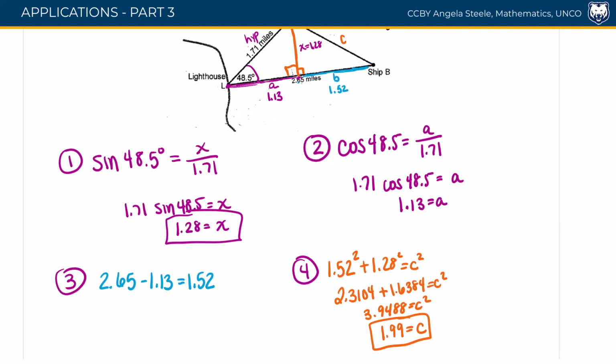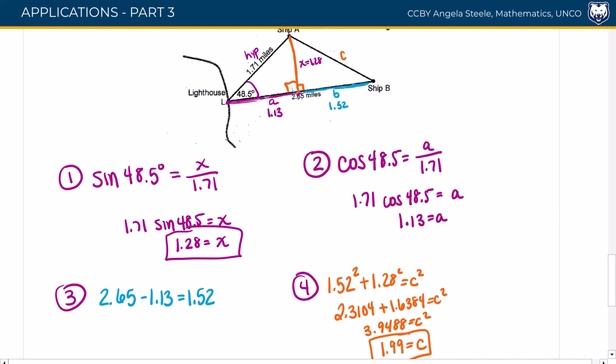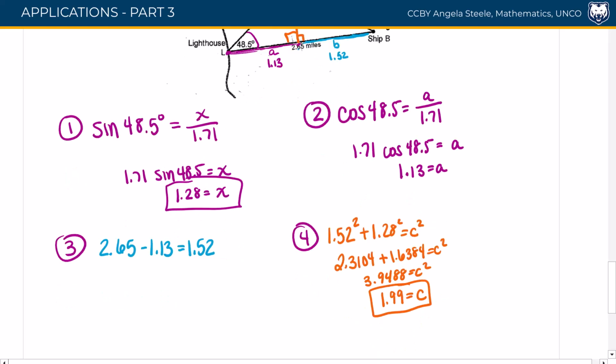And the last step is to find the distance from ship A to ship B. Since we have a right triangle and we know 2 of the 3 sides, we can use the Pythagorean theorem. So 1.52 squared plus 1.28 squared equals our c squared. Simplifying that, we get 3.9488 equals c squared, and then we take the square root of both sides, and we get 1.99.